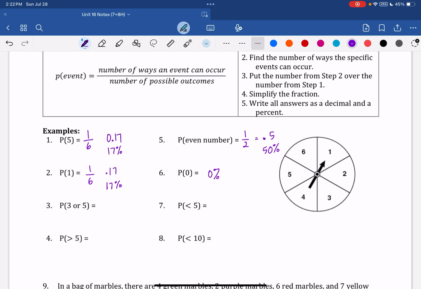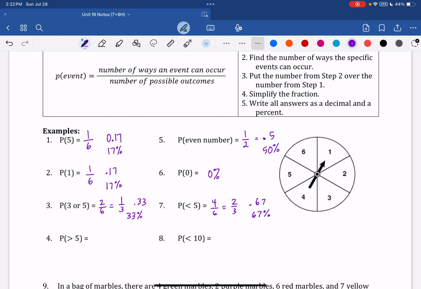Probability of getting a 3 or a 5. Well, that's 2 out of the 6. So that simplifies to 1/3. We do want to always put our answers in simplest form. So that's 0.33 or 33%. Probability of getting something less than 5. So that's going to be 4, 3, 2, and 1. So that's 4 out of our 6, or 2/3, which is 0.67 when we round.